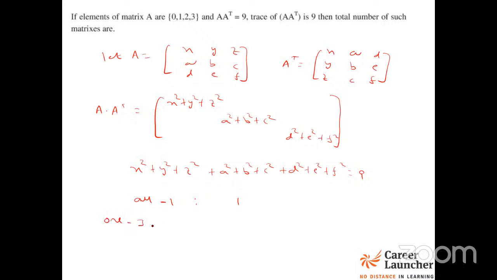1, 3 and the remaining 0. So any one of these 9 can be 3. It can be possible in 9 ways. Next. Any two of them are 2's. 2 2's.